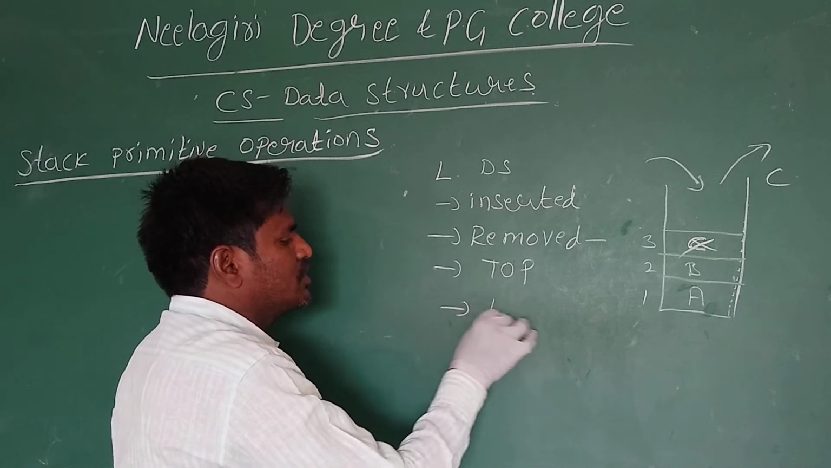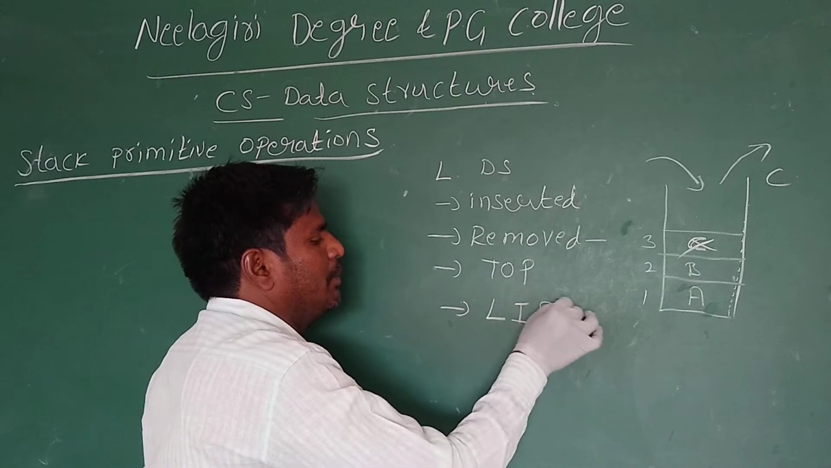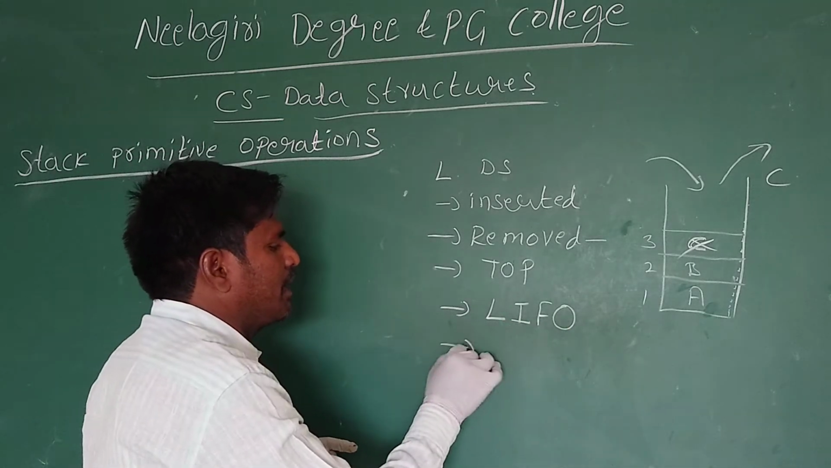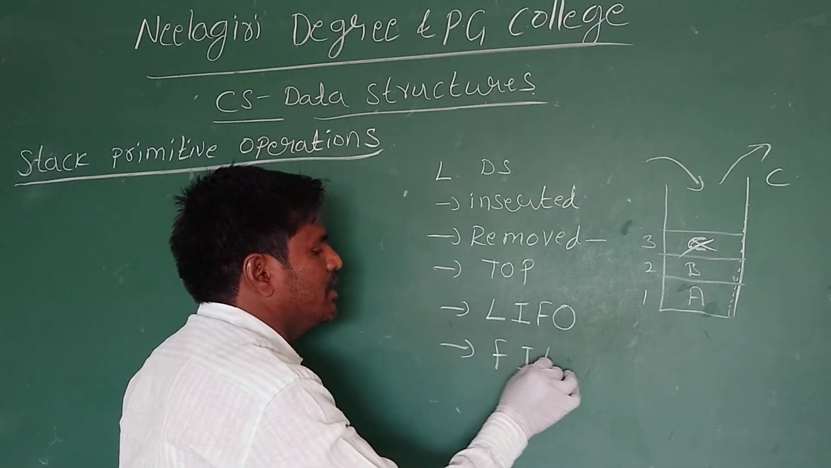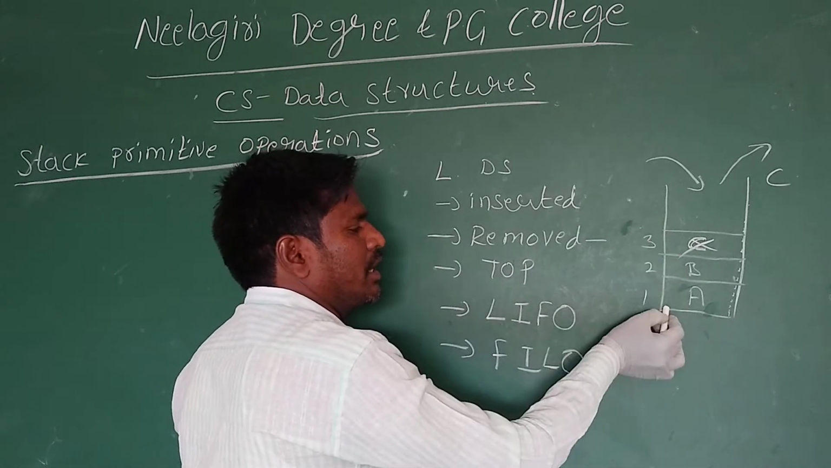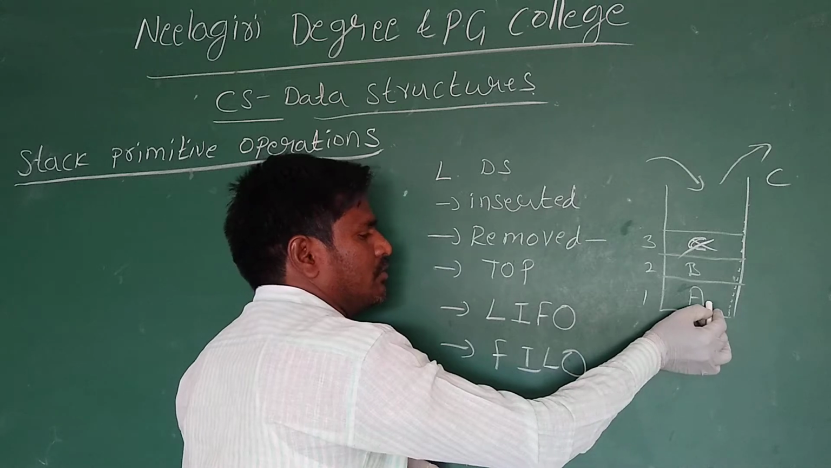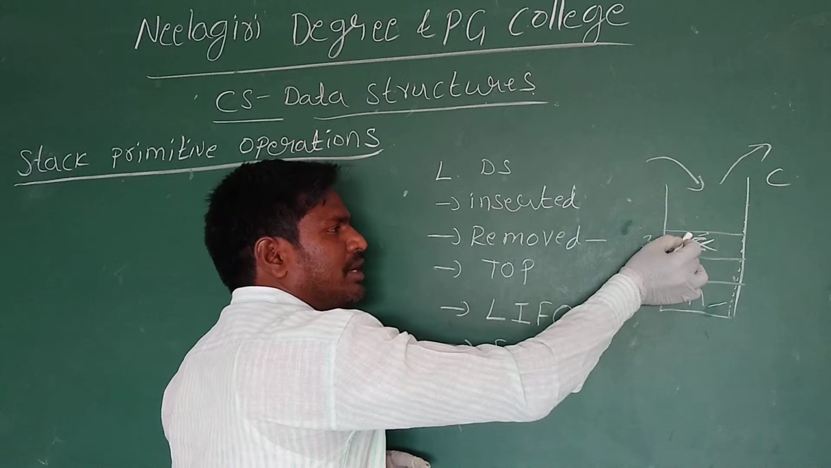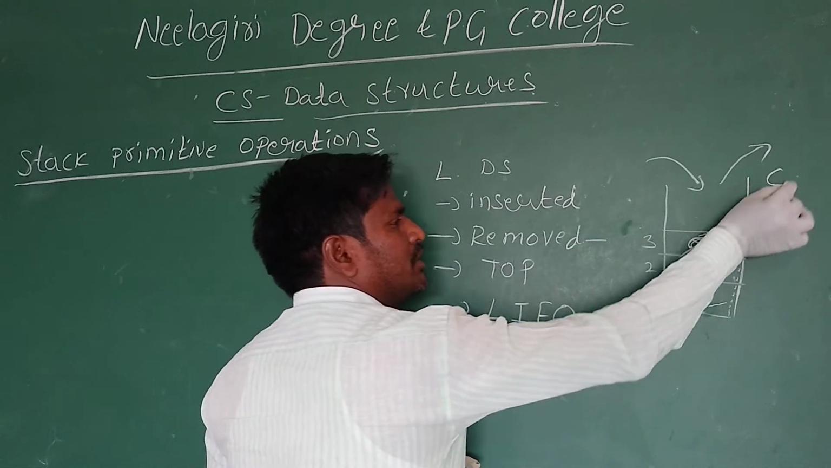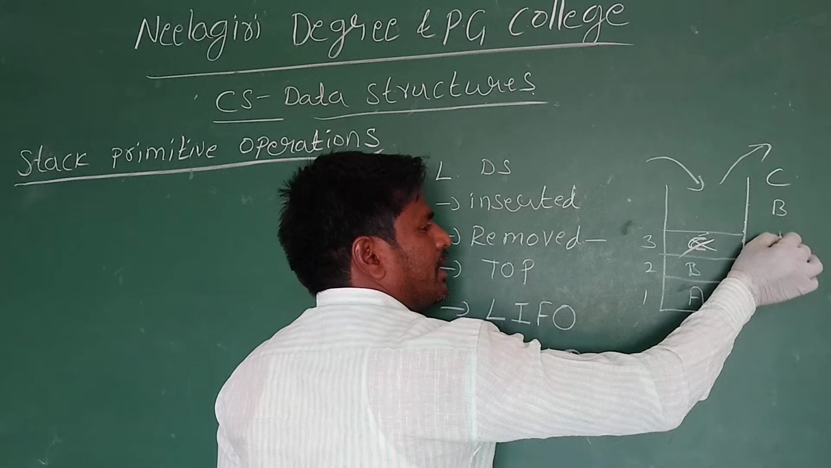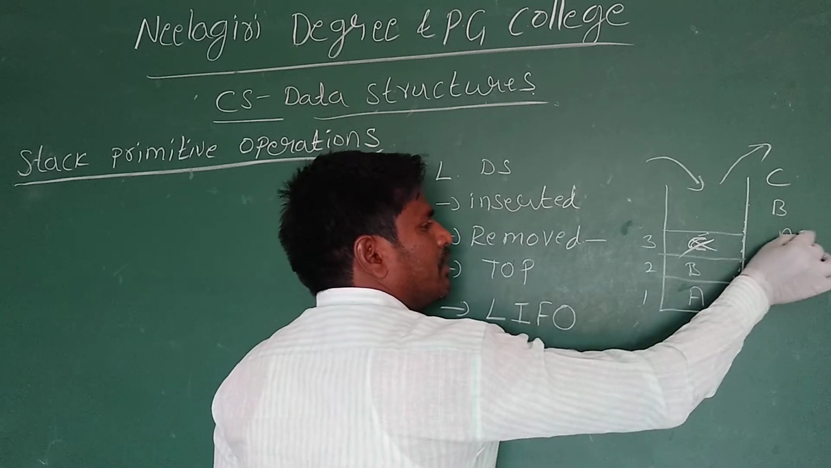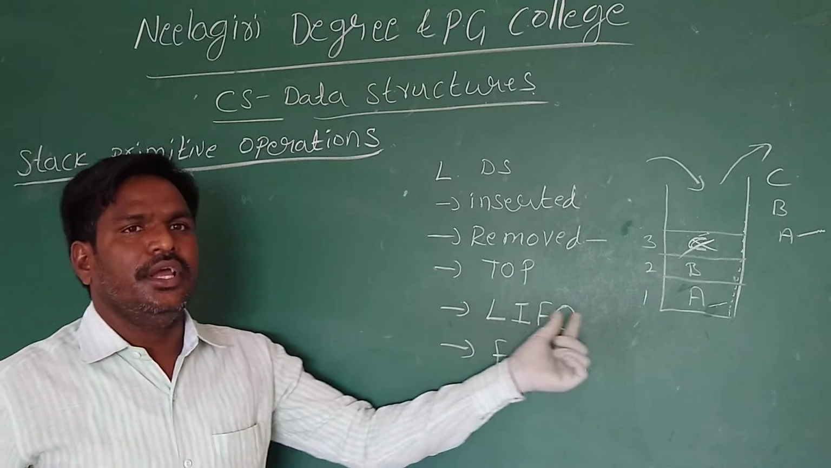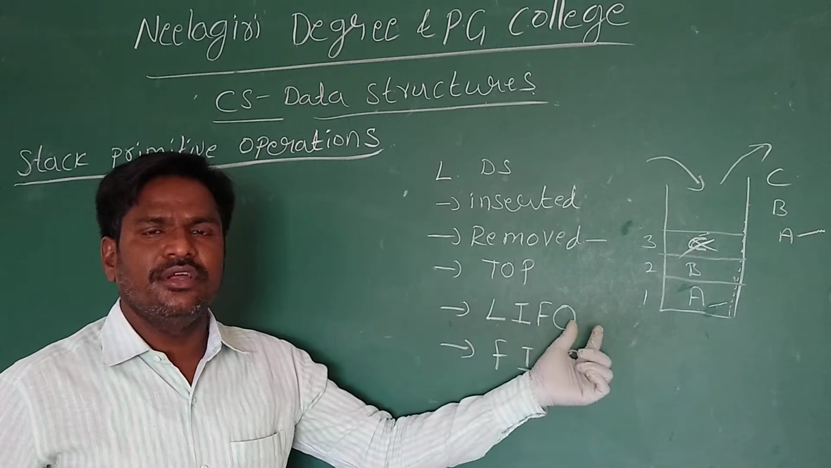So we also studied that stack is a LIFO data structure: last in, first out. Sometimes you can also say first in, last out. In these three elements, first A was inserted, last C was inserted. If you perform the delete operation, first C is removed, then B, then A. That means the first inserted element will be removed last. So you can say that stack is a LIFO data structure, last in, first out.